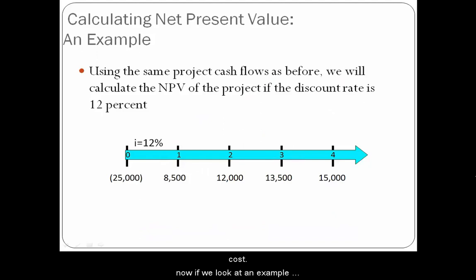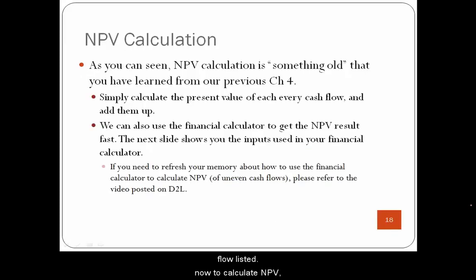Now, let's look at an example to calculate a project NPV, using the same timeline and cash flows as in the previous example. The initial investment is $25,000, and then you have 4 years, each year with the cash flow listed. To calculate NPV, the calculation is just something old that we have learned from Chapter 4 and Chapter 5. We simply calculate the present value of every cash flow and add them up.